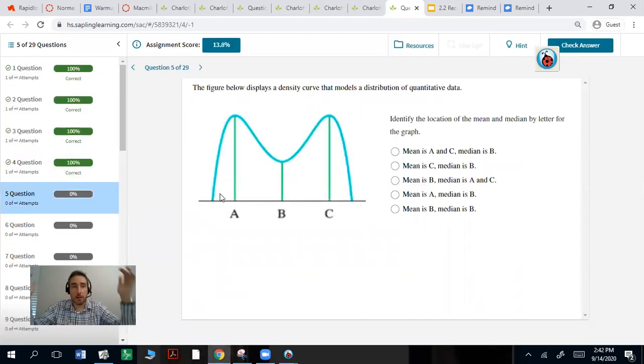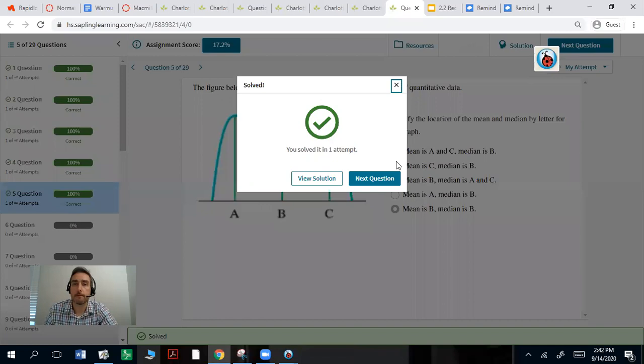All right, this is a bimodal, 2 humps. Let's see the mean and median. Well, the mean and median, this is still symmetric, so they should both be in the middle. So I'm going to go with that one. All right.